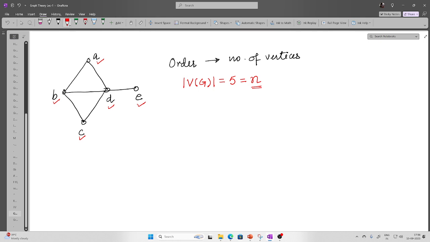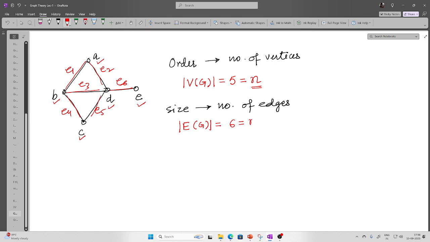Now when it comes to size, the size of a graph is the number of edges in that graph. So here, this is edge 1, this is edge 2, this is edge 3, edge 4, edge 5, and this one is edge 6. So in total, there are 6 edges. So the size of this graph will be 6. It is written as the magnitude of edge set, and that is 6, normally written as m.